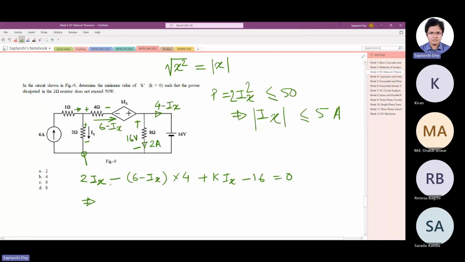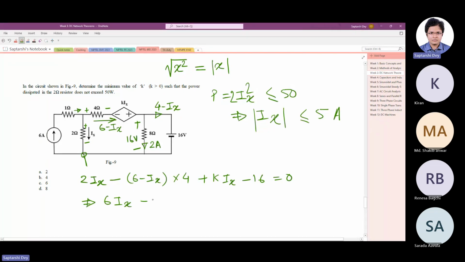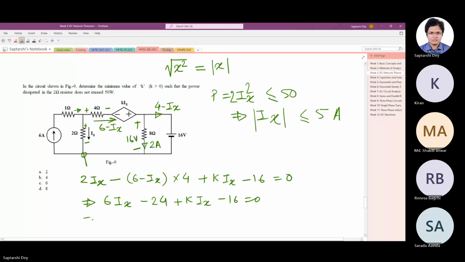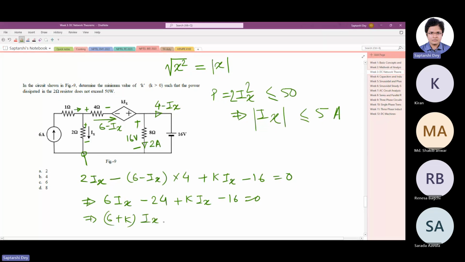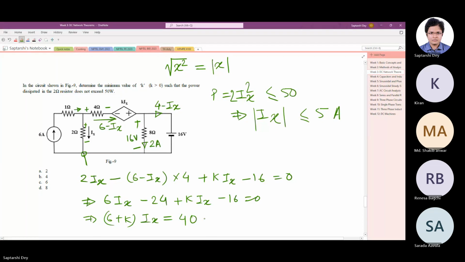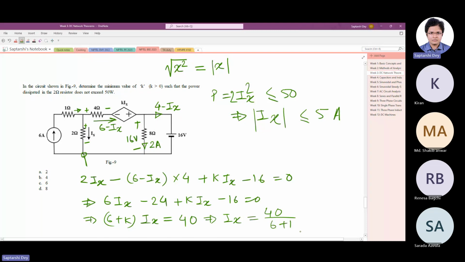So what we have is 2Ix plus 4Ix, 6Ix minus 24 plus Kix minus 16 equals 0. So what we have is 6 plus K times Ix is 40. So Ix is 40 by 6 plus K.